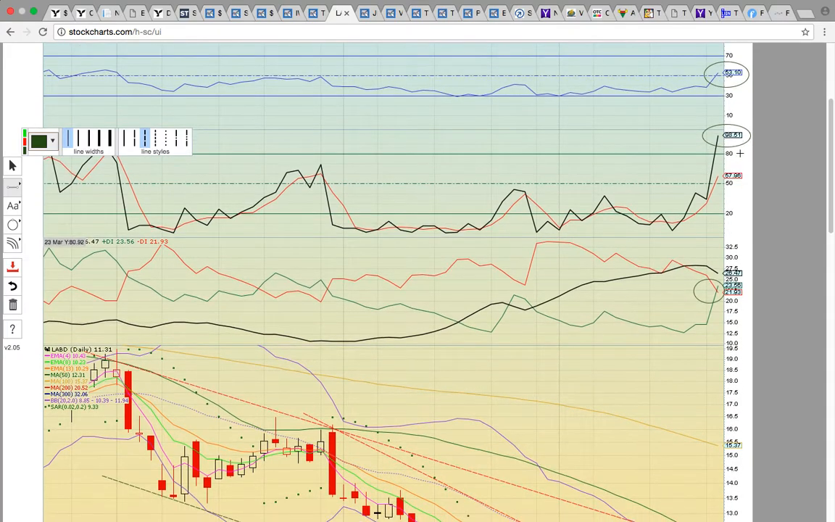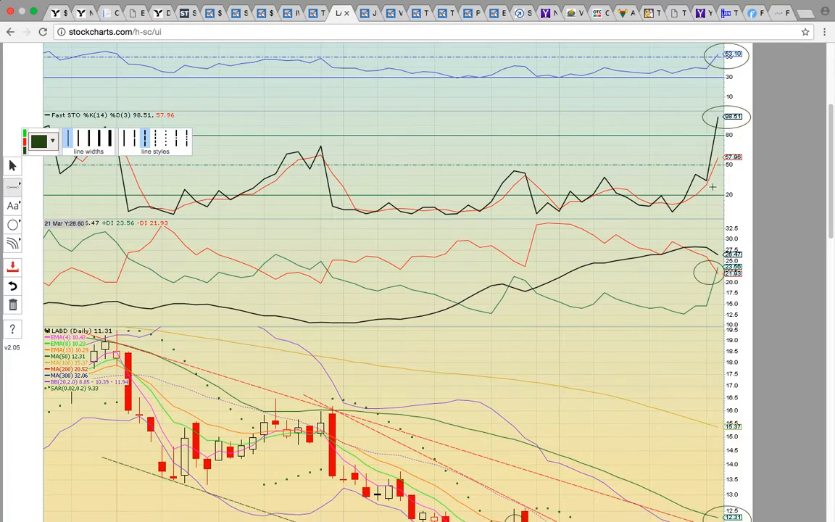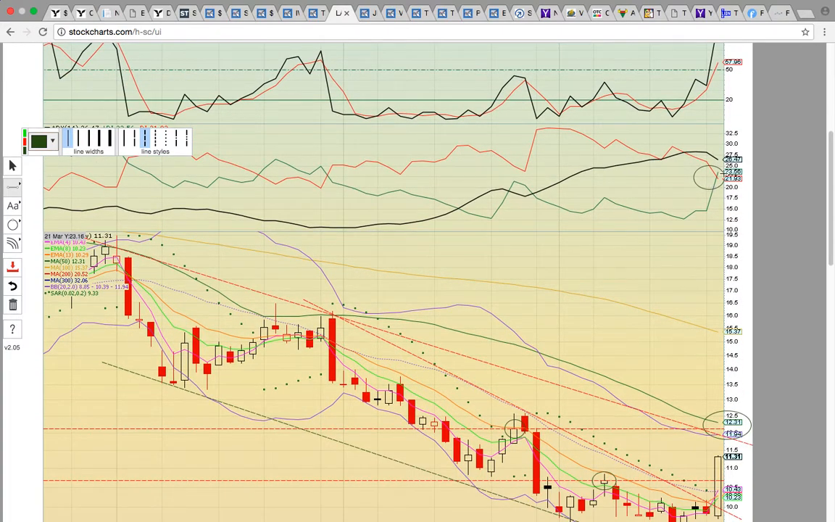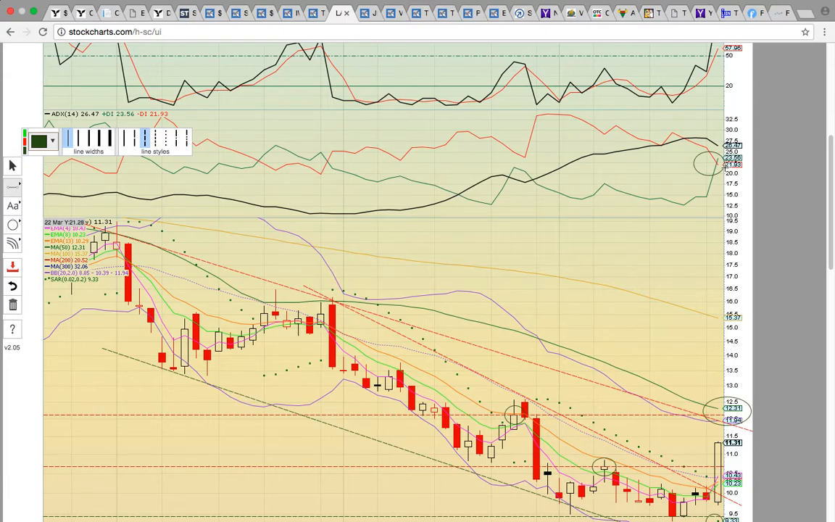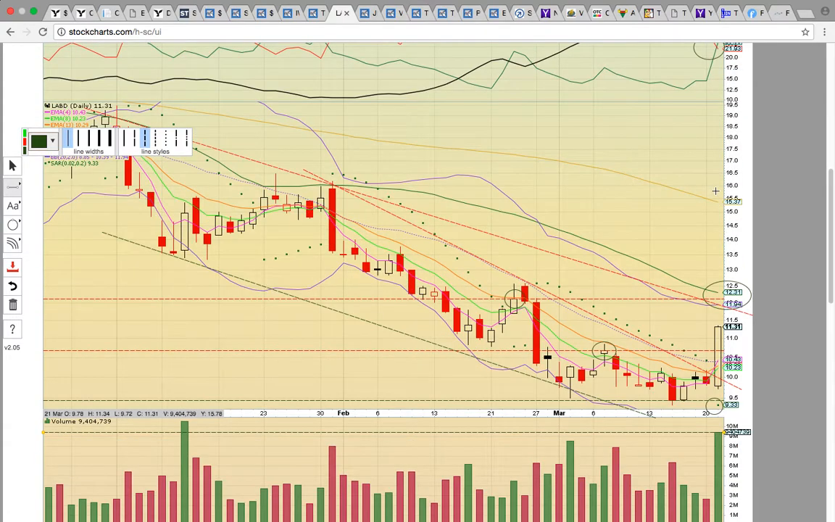You've got a frothy Fasto at 98, but it's above 80 and above 50. So this is signaling that the chart is building strength and heating up. The bulls are taking control. This is being confirmed on ADX with plus DI crossing minus DI to the upside.